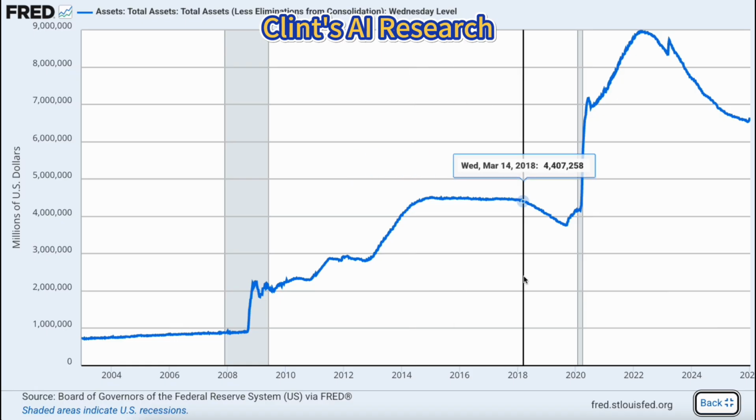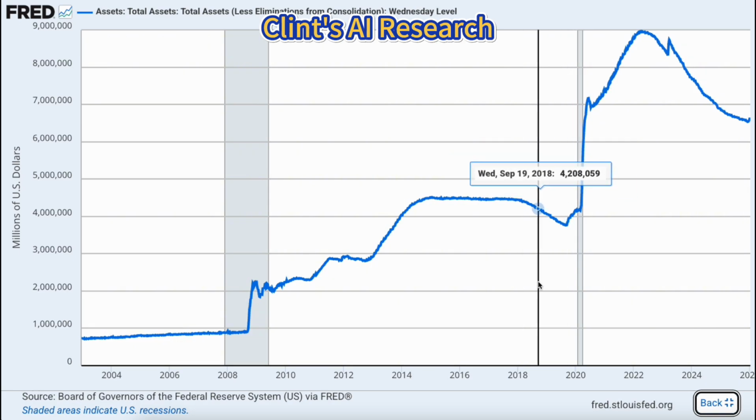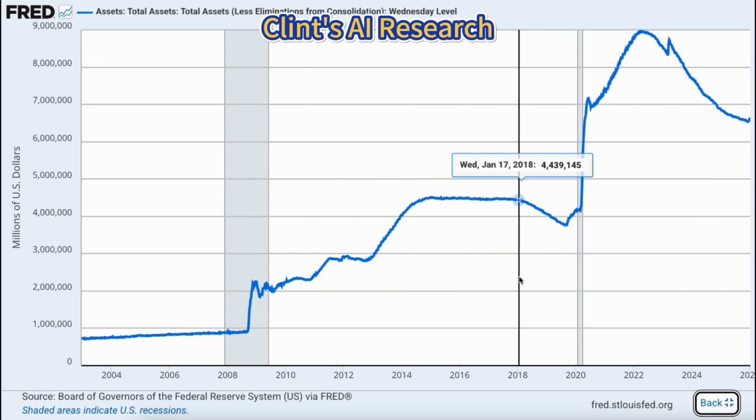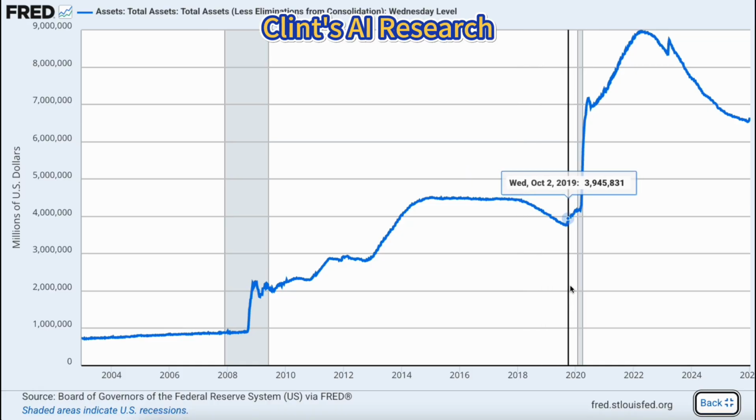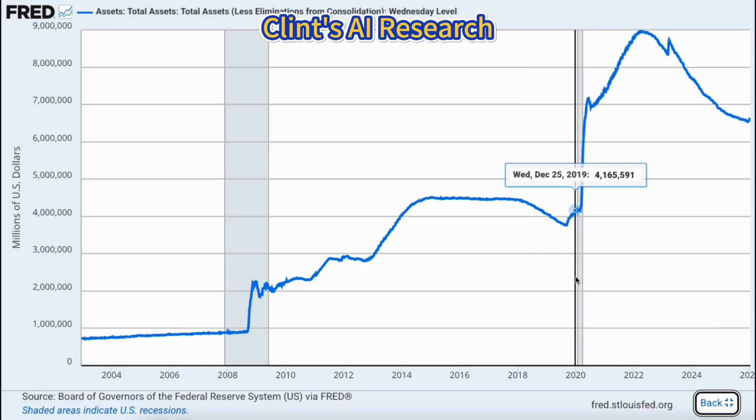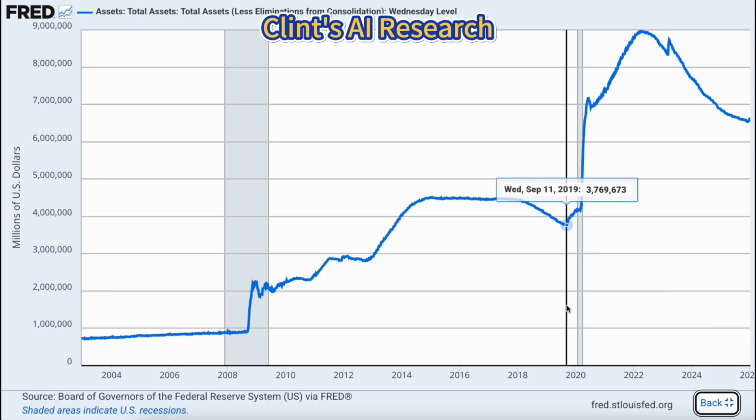2018-2019, the first attempt at normalization, the dip. The Fed tried to shrink its footprint through quantitative tightening, QT. However, notice the tiny spike in late 2019. That was an emergency intervention in the repo market when banks suddenly ran out of cash.